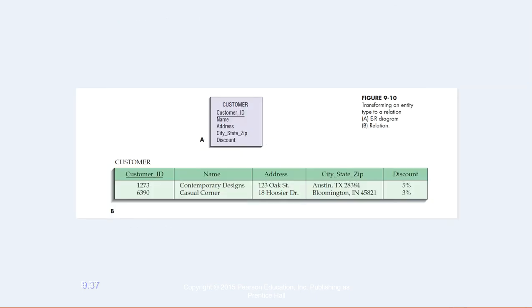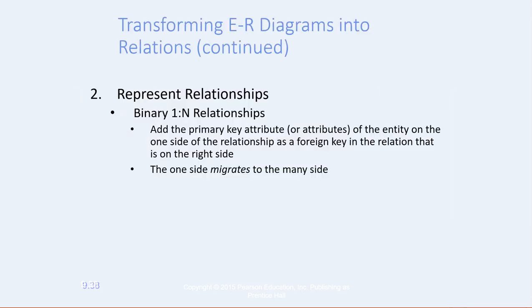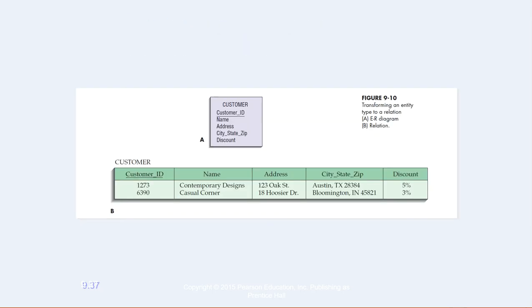So for example, this is an entity which you did in chapter number 7, and this entity will get converted into this relation, where you are making a single row with multiple columns: customer ID, name, address, city, state, zip, discount. Again, I don't know why in this book they do that. These should be 3 different columns.